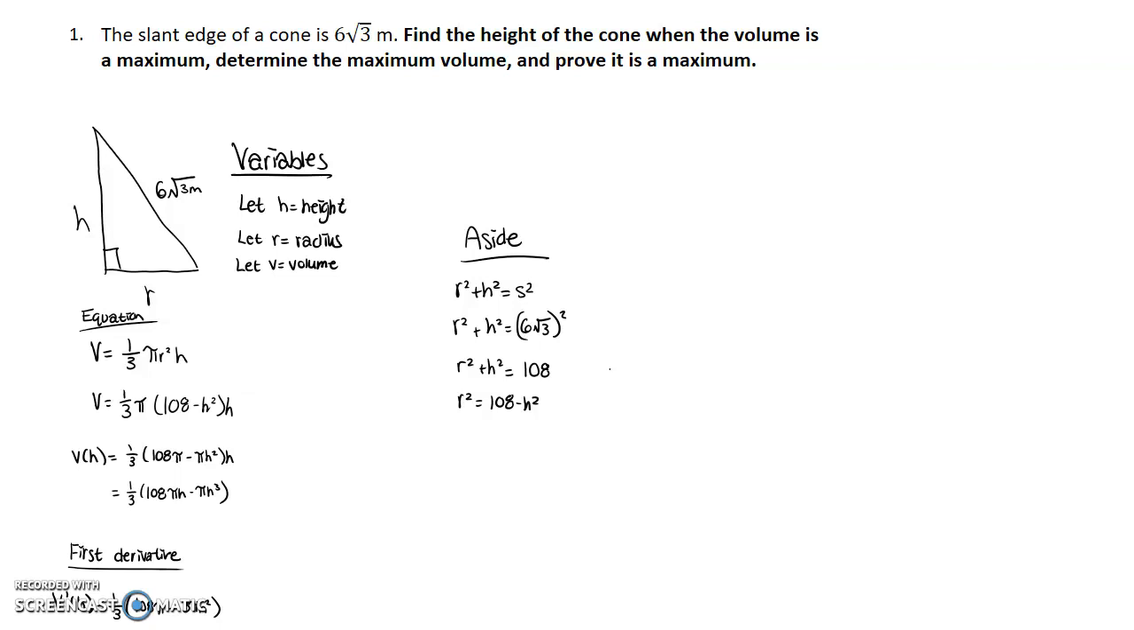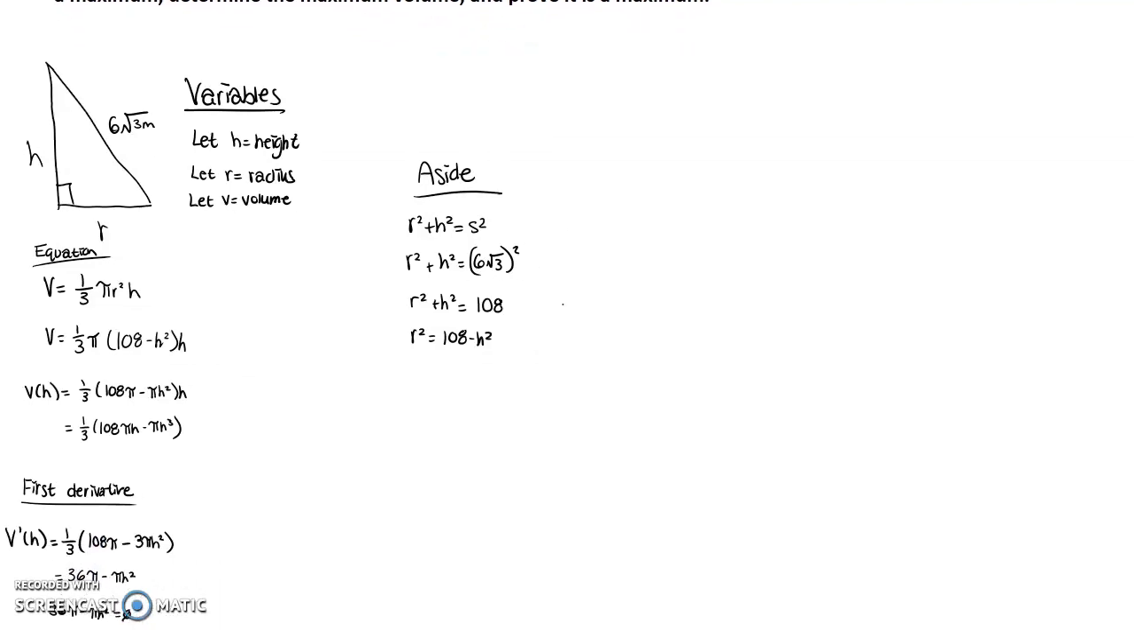So first I just drew a little picture for myself for the slant of a cone to be half the cone, and I determined my variables. Let h equal height, let r equal radius, and let V equal volume. I knew my equation for volume for a cone was 1/3 pi r squared h. On my side, I decided I want to solve for r squared. So I did r squared plus h squared equals s squared, and then r squared plus h squared is equal to (6 square root 3) squared. I solved that, and it was 108. So that means r squared is going to be 108 minus h squared.